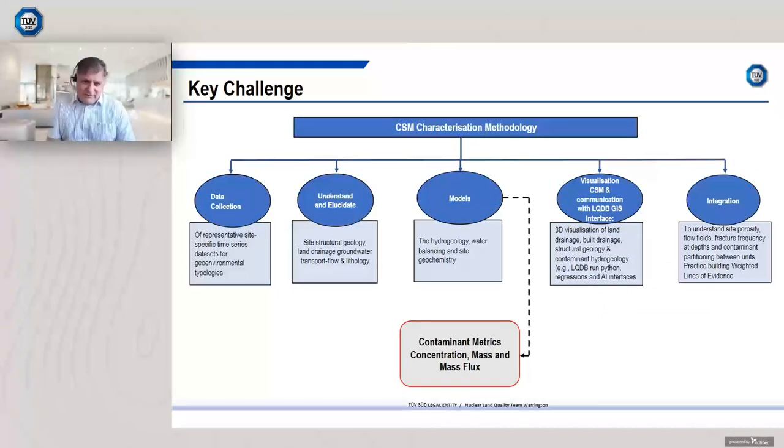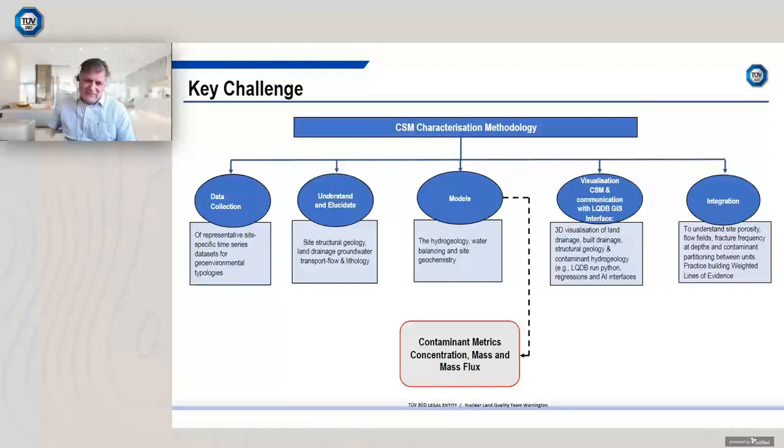And now, obviously, the key challenge is the CSM characterization, and here are several important steps that I encountered. First was data collection. We need an absolute representation of site-specific time series data sets for all geoenvironmental typology data sets: ground gas, solvents, fractures, frequency of fractures, and even the site SOM or the pH values. Complete site-specific time series data sets are quite important and make your life really easy.